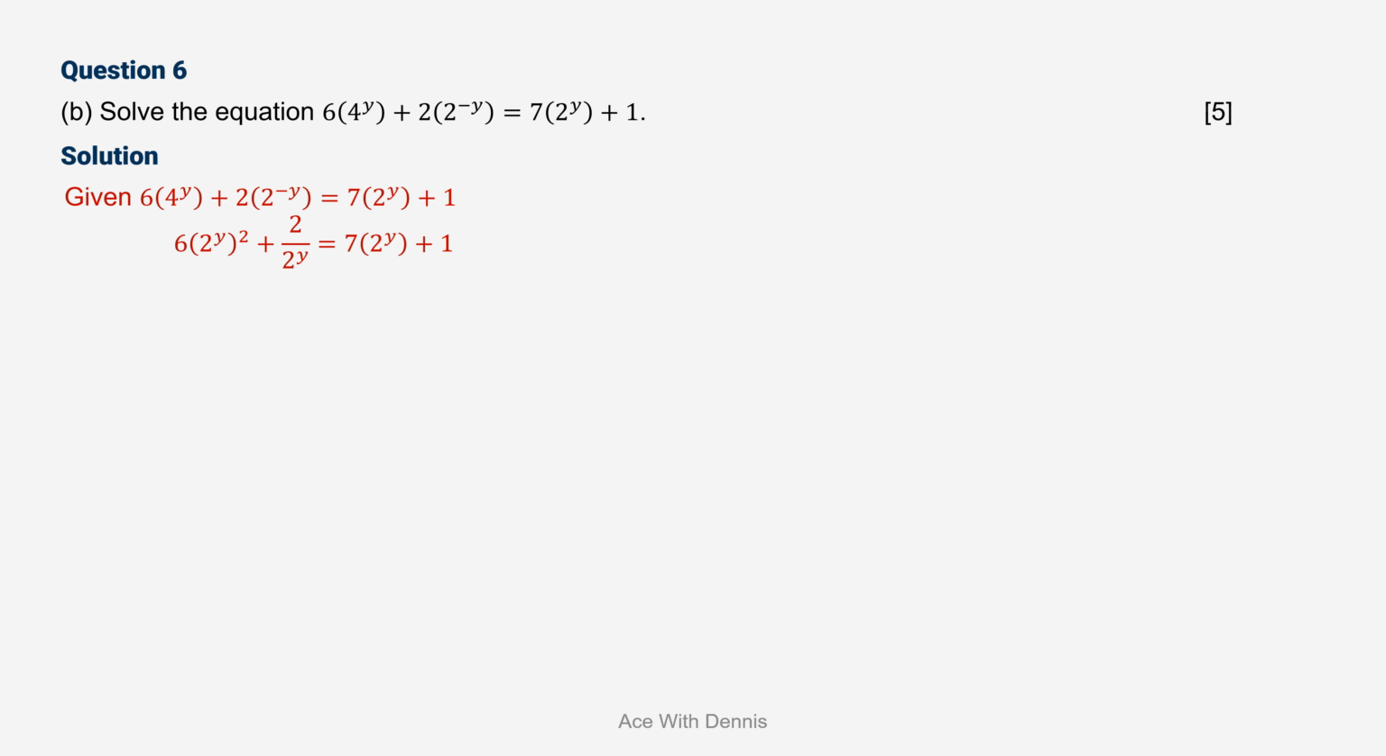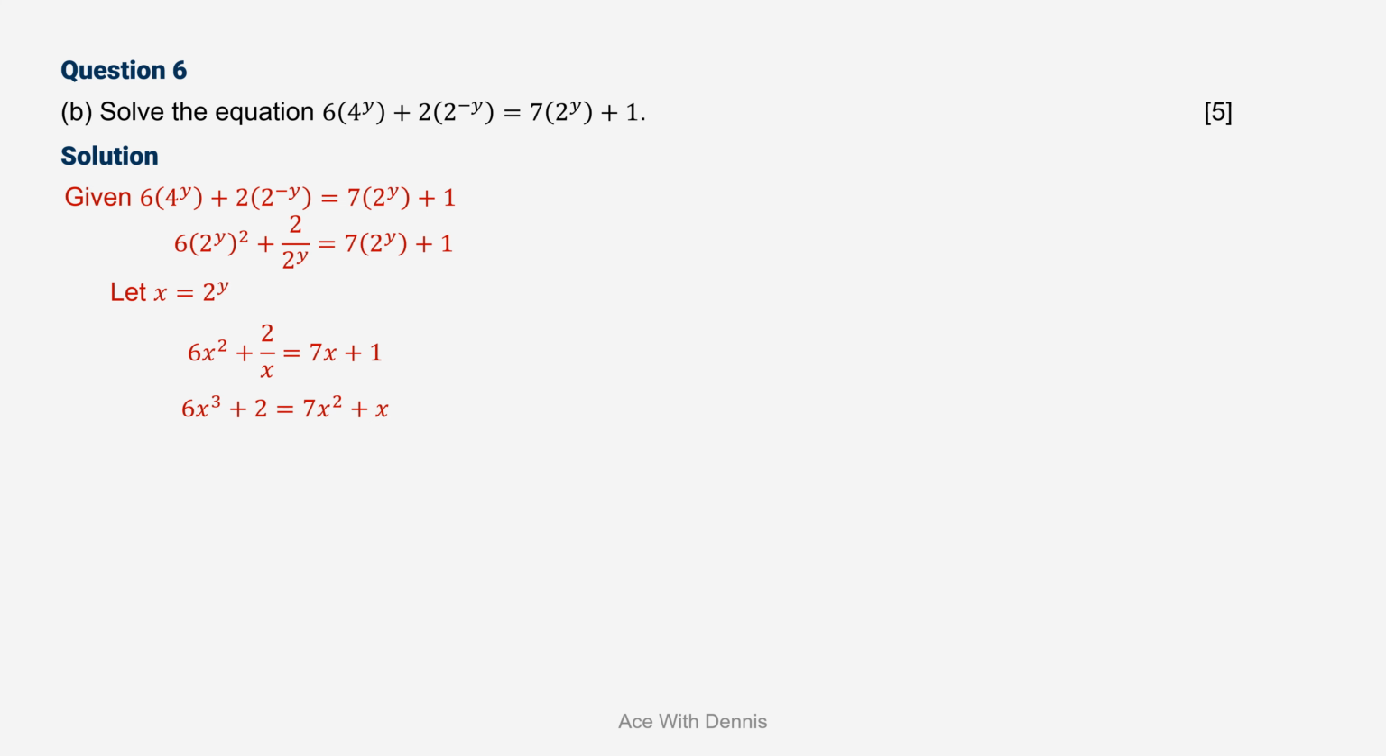So to make our calculation easier, we substitute x equals 2 to the power of y. Hence, the equation becomes 6x squared plus 2 over x equals 7x plus 1. Then we multiply x on both sides to get rid of the fraction. Then we will have 6x cubed plus 2 equals 7x squared plus x.